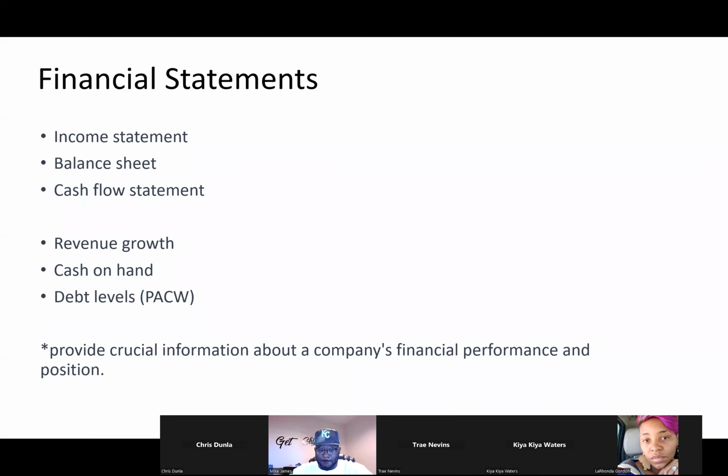And how often does that report come out? So the earnings are every quarter. Every quarter, companies are required by law to do earnings reports. So each quarter.